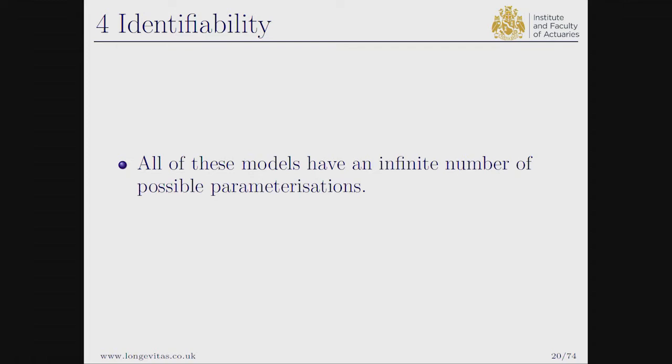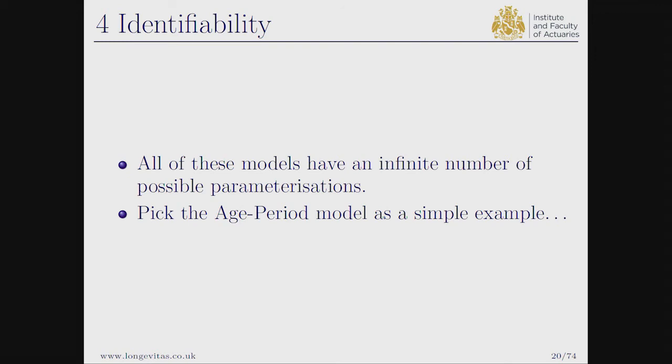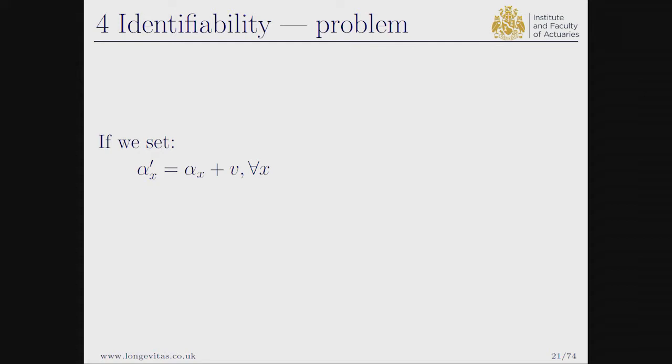We'll talk a little about the fitting and constraints of these. All of these models, and this is common to a very large number of projection models, have a potentially infinite number of parameterizations. We pick the age period model as a very simple example. Remember the age period model just had two terms, age effect and period effect. We could define a new age period model, alpha prime, and just add a constant nu to each one of the alpha x terms, and deduct the same constant nu from all the kappa terms. When we add alpha prime and kappa prime together, we have exactly the same fit. So there's an infinite number of possible values of nu here, and therefore an infinite number of possible parameterizations for the age period model. The same applies to the Lee-Carter and the other models. They have a potentially infinite number of parameterizations.